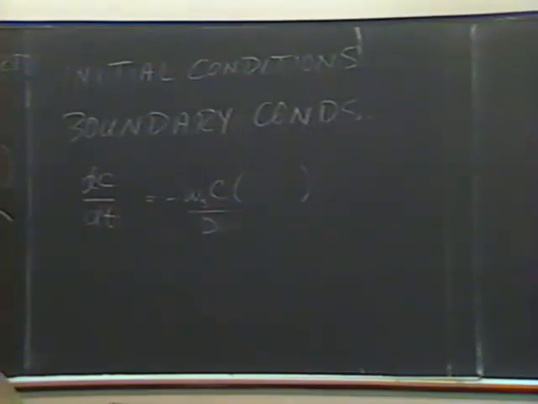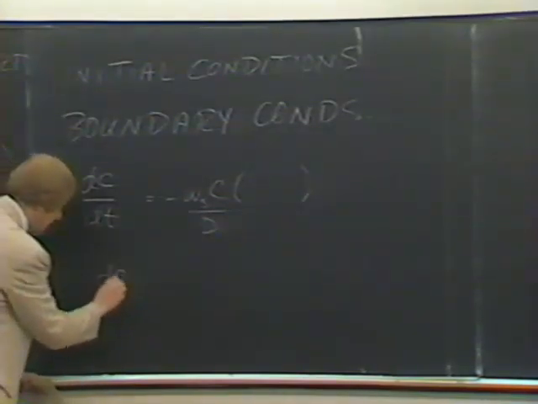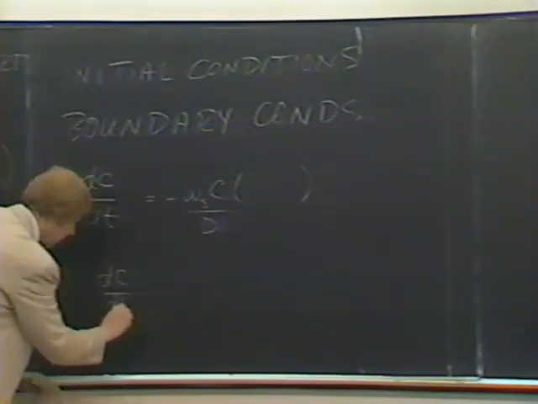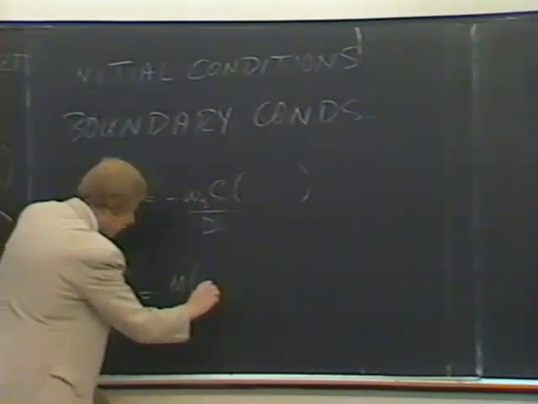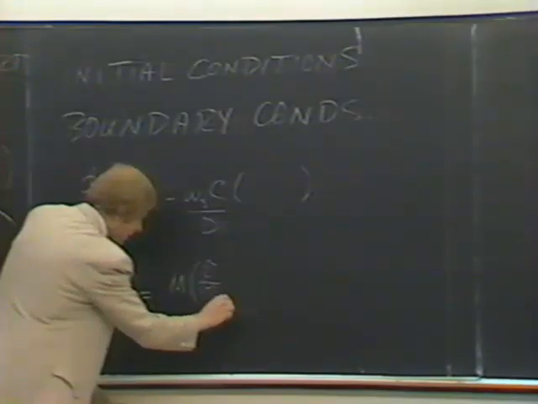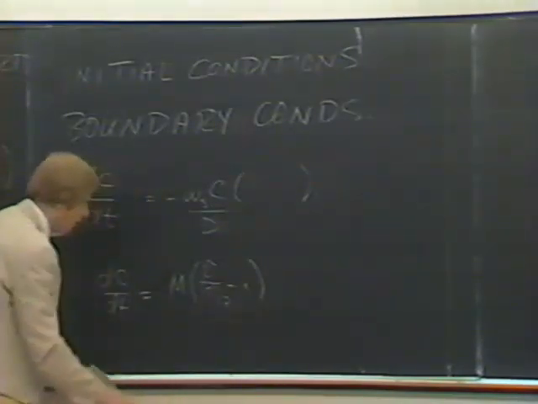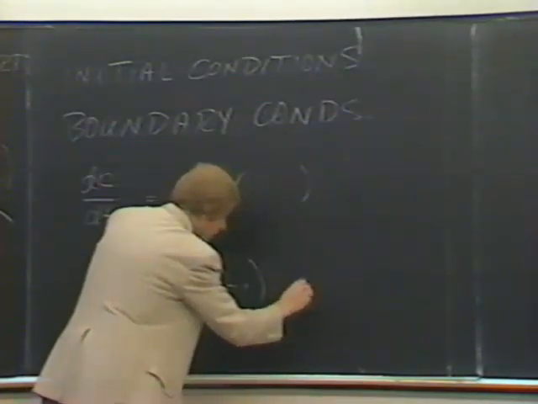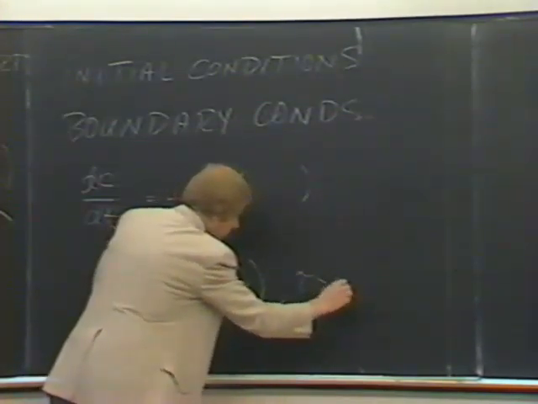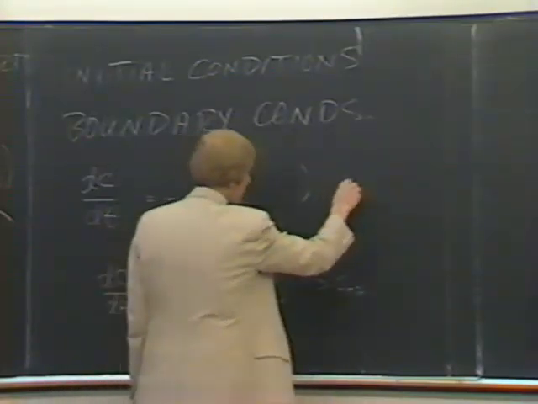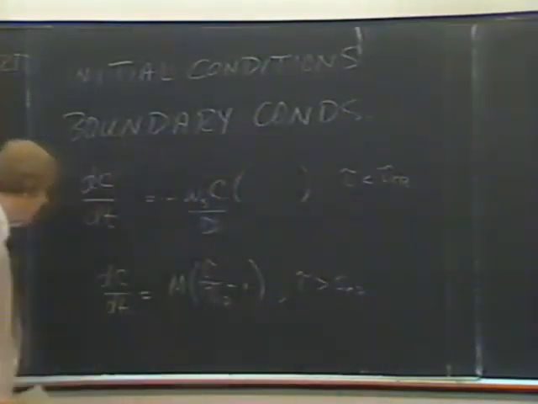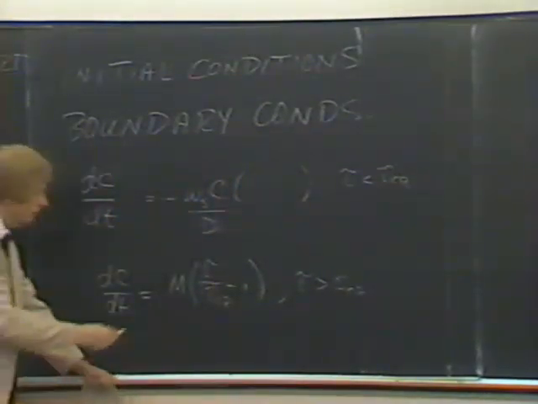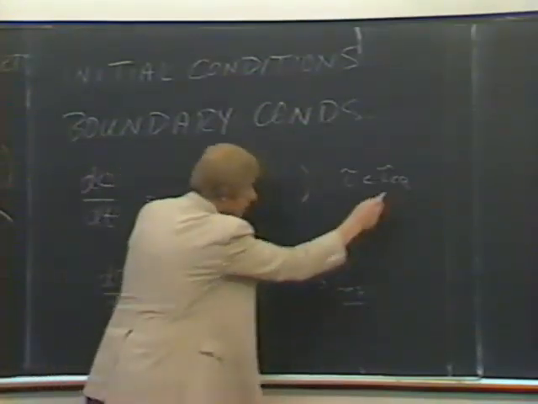For dC/dt for erosion, if it's surface erosion, it might be 1 tau over tau critical minus 1 for tau greater than tau critical. And this is for tau less than tau critical. Which means that we have to find this tau critical, another parameter we put into our model.